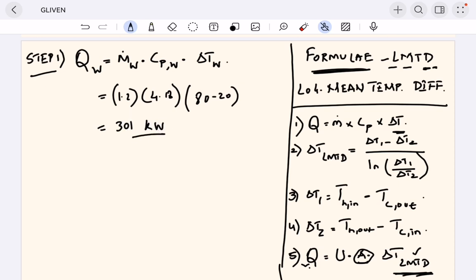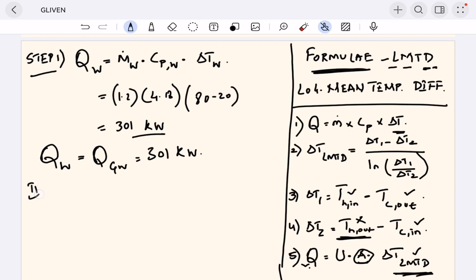We all know that heat transfer Q of water should be equal to Q of geothermal water, and both quantities will be equal to 301 kilowatts. Right. Now if you look at the formulae, I know the hot water in, I know the cold water out, I know the cold water in, but I don't know the hot water out. This quantity is unknown. We need to find that quantity.